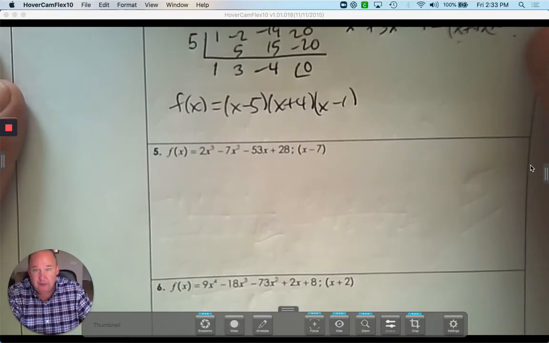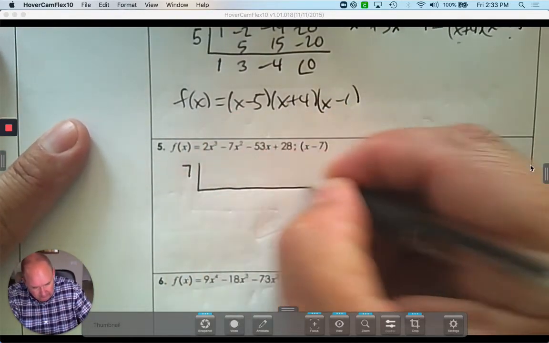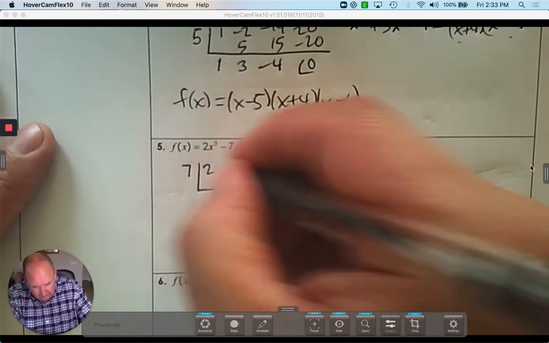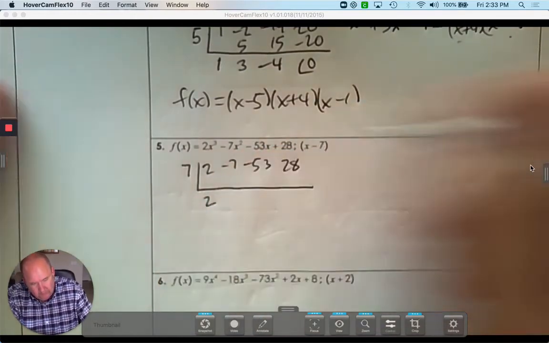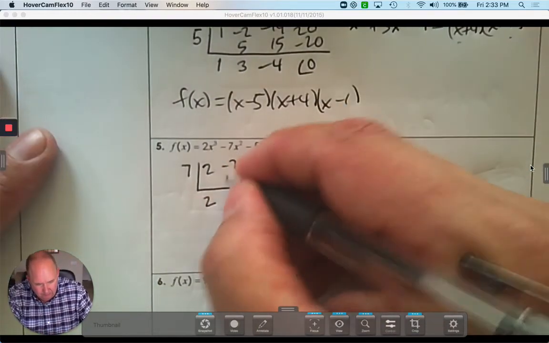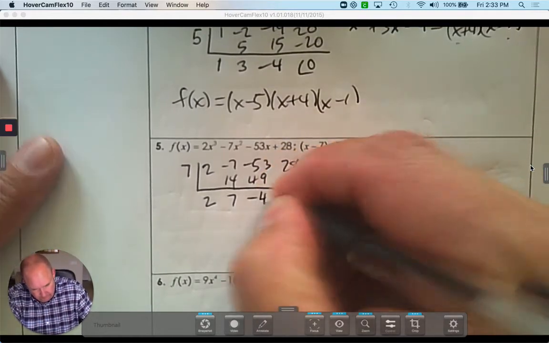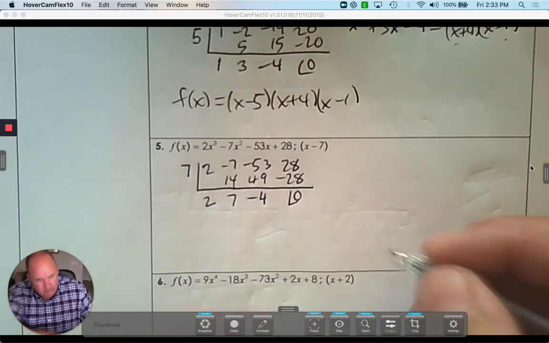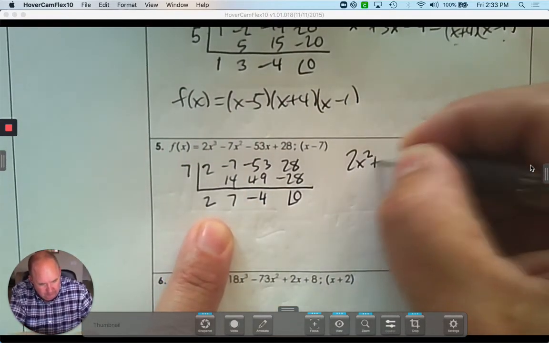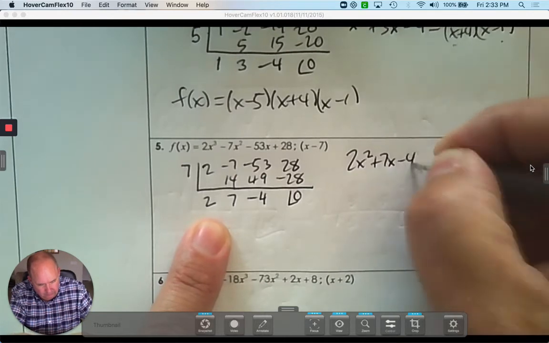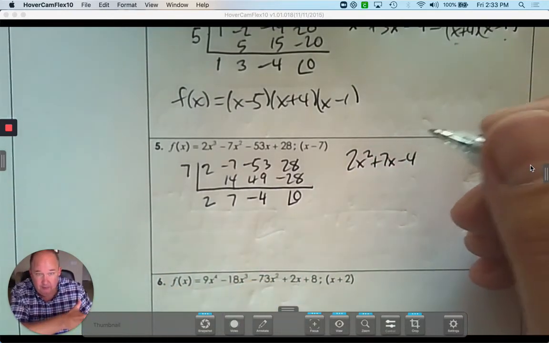Let's try it again for number 5. Step 1, take the factor that's given, and we're going to divide to simplify this down. We're going to do synthetic division again. We're going to add and multiply. It's good. When the remainder is 0, that gives you a clue we did it right. We have 2x squared plus 7x minus 4. This is not a simple quadratic, so it takes a couple steps.